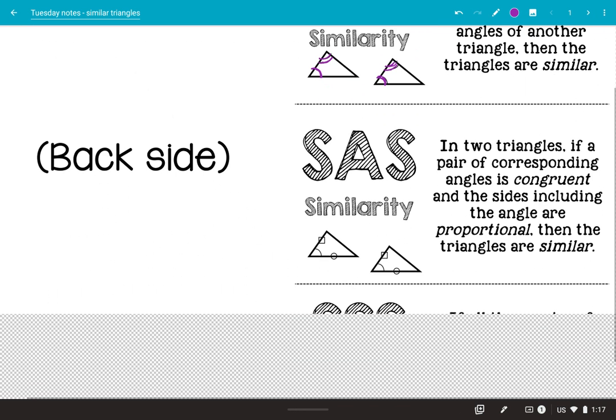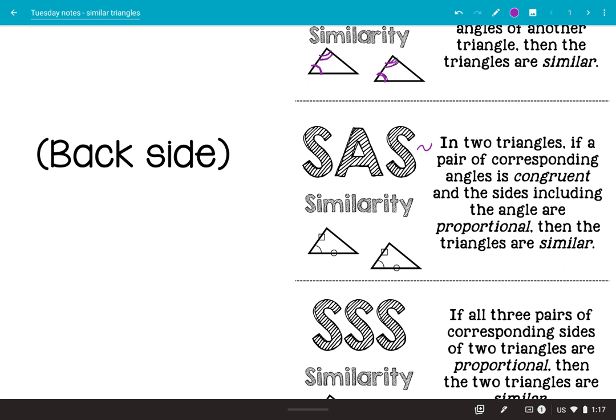The next one we're going to talk about is SAS. SAS is side, angle, side similarity. So this means that the angle has to be between the two sides. And the two sides have to have the same scale factor or the same dilation. They have to be multiplied by the same number. And we'll show you how to do that in a minute. But as you can see in our picture, the angle has to be between the two sides.